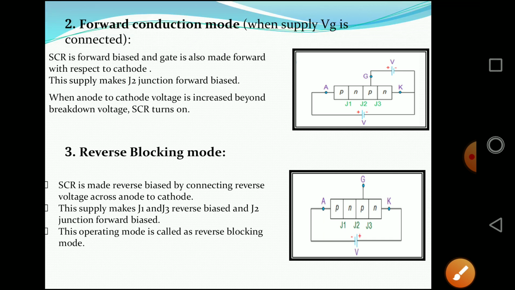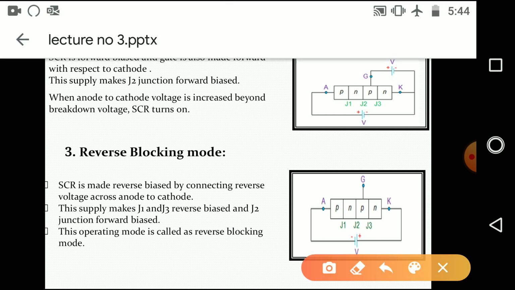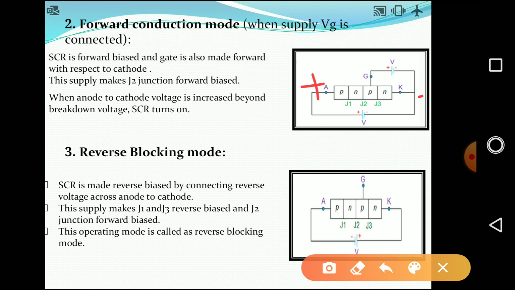Next is forward conduction mode. Forward conduction mode means the anode to cathode forward voltage is connected. This voltage makes J1 and J3 forward biased, but J2 is reverse biased, because a depletion layer gets formed at J2, and to break that depletion layer, we connect one more external supply, that is, from gate to cathode.